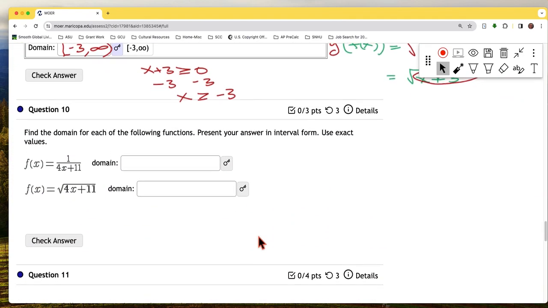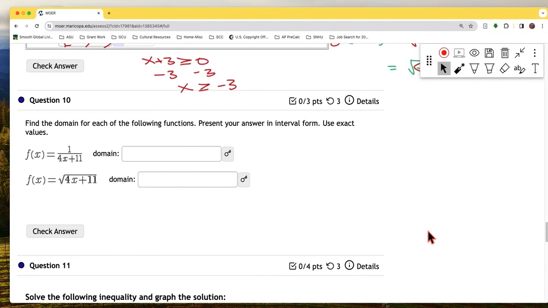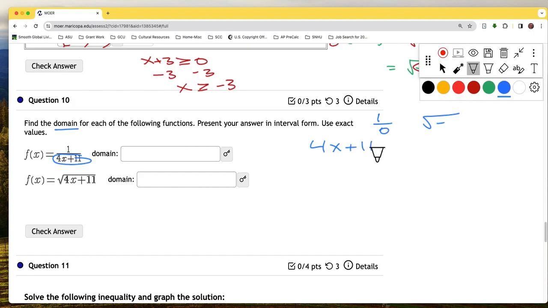Question 10, find the domain for each of the following functions. Okay, and remember, let's go with blue this time. The two things whenever we're talking about domain, we have problems when we divide by 0 or negatives inside of a square root, not a cube root, a square root. Okay, so first one, that's our issue, is if the denominator becomes 0, we will have a problem. So we say, what makes 4x plus 11 equal to 0? We need to remove that from the domain.